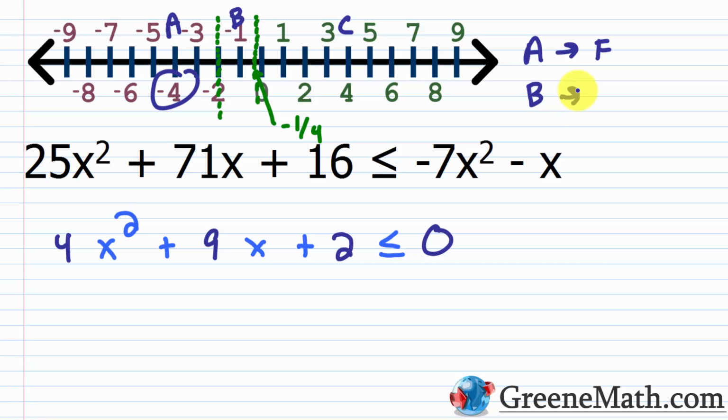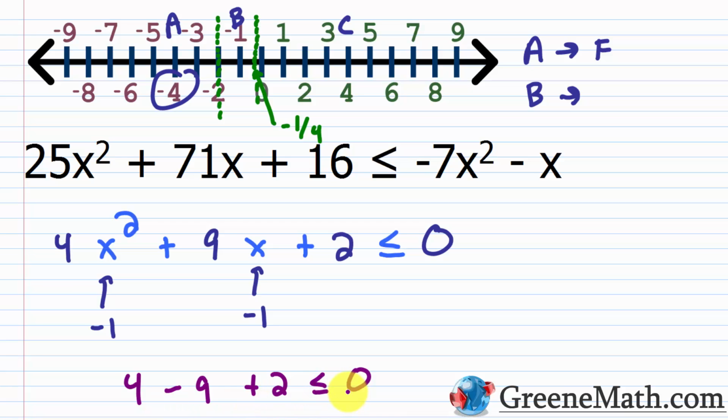So let's erase this. And now let's look at something in interval B. So again, the way most of these work, if something in interval A doesn't work, then B will work and C won't work. Okay? So for B, let's pick negative 1. So let's plug that in here and here. So negative 1 squared is 1. 1 times 4 is 4. So 9 times negative 1 is minus 9. And then we have plus 2, and this is less than or equal to 0. We can tell that this is going to be negative on the left, right?